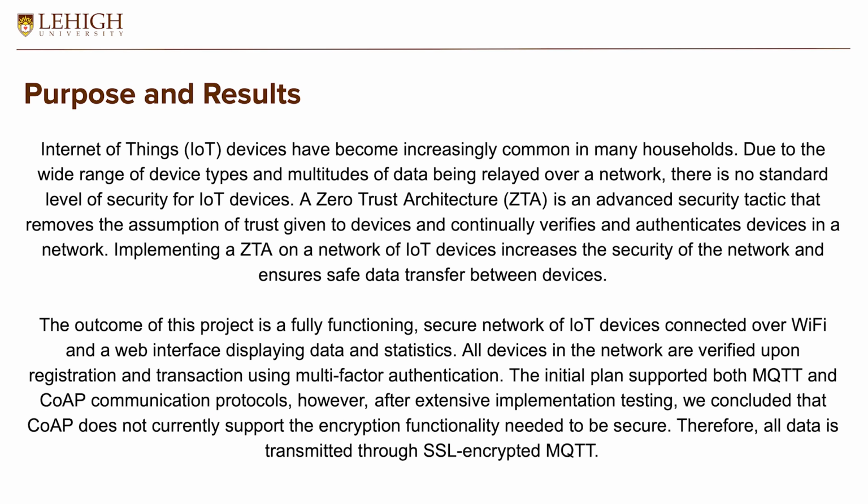The outcome of this project is a fully functioning, secure network of IoT devices connected over Wi-Fi and a web interface displaying data and statistics. All devices in the network are verified upon registration and transaction using multi-factor authentication. The initial plan supported both MQTT and CoAP communication protocols. However, after extensive implementation testing, we concluded that CoAP does not currently support the encryption functionality needed to be secure. Therefore, all data is transmitted through SSL encrypted MQTT.